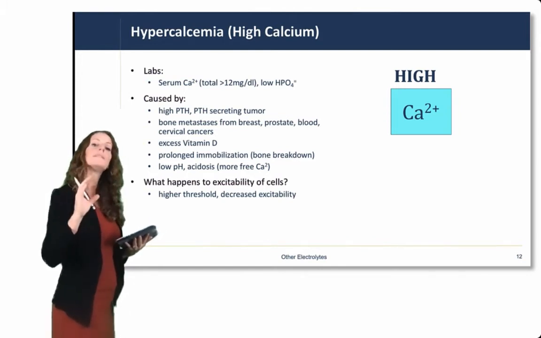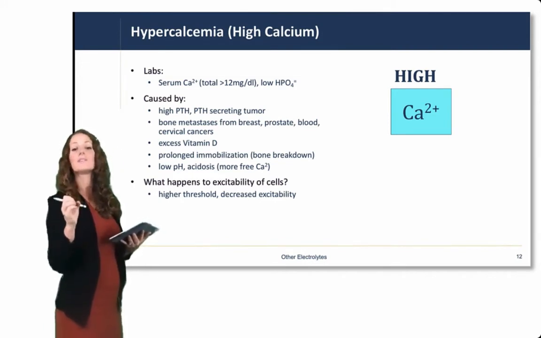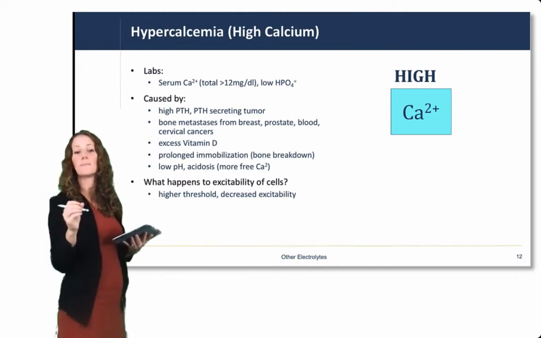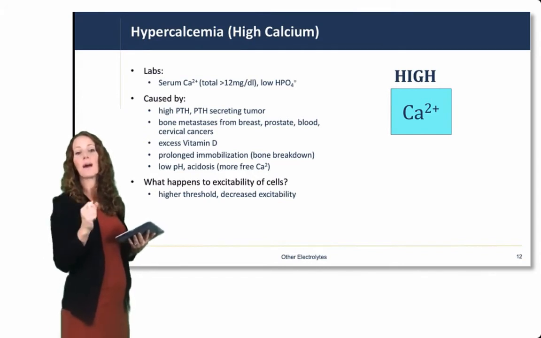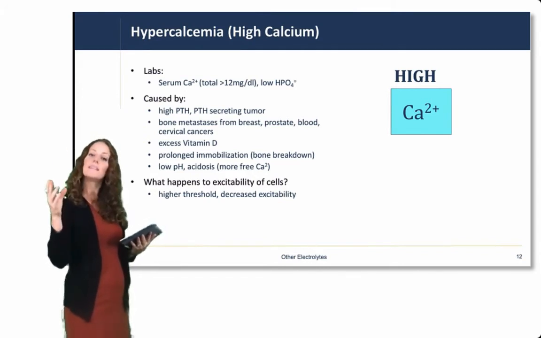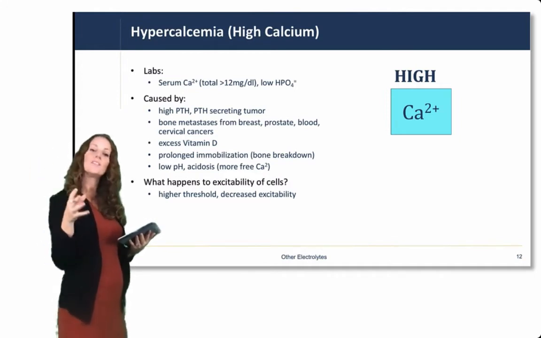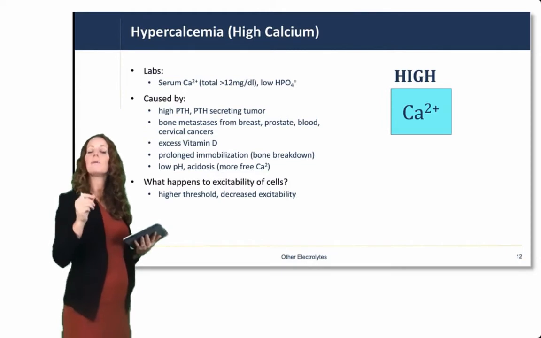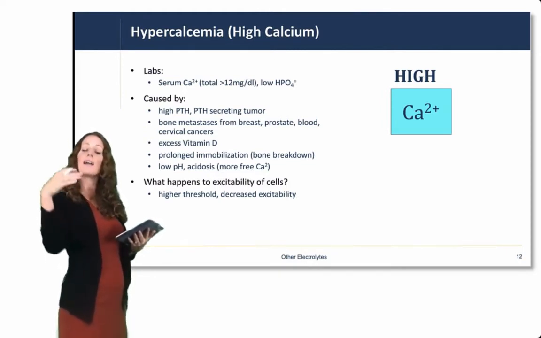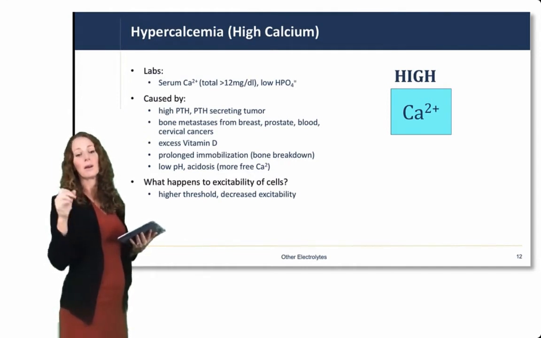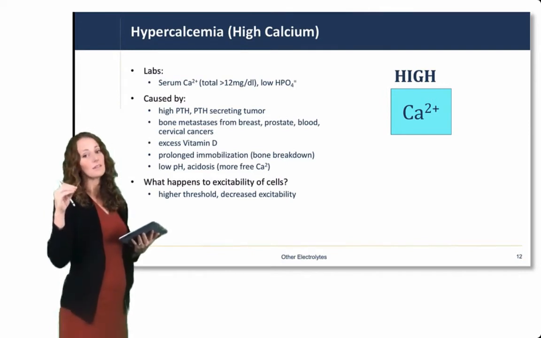Hypercalcemia can also coincide with acidic blood or low blood pH. That's because an acidosis will mobilize more free calcium. And having more free calcium in the blood functionally is a hypercalcemia. So what would happen to the excitability of cells? When you have high calcium, that essentially decreases the excitability of cells. It does that by stabilizing the membrane and making a higher threshold for activation of membrane potential and excitability. So high calcium leads to decrease or loss of excitability.